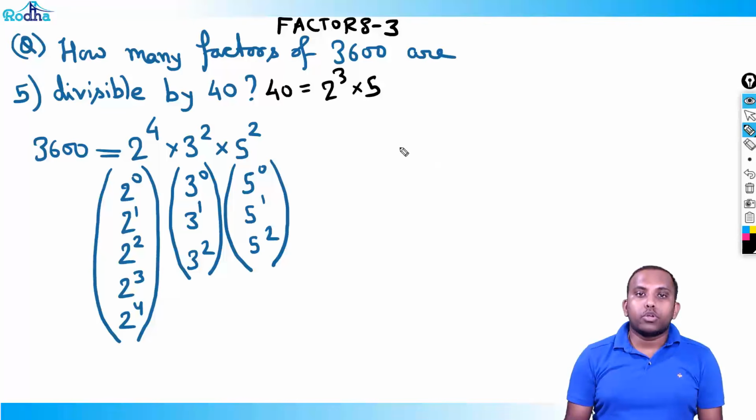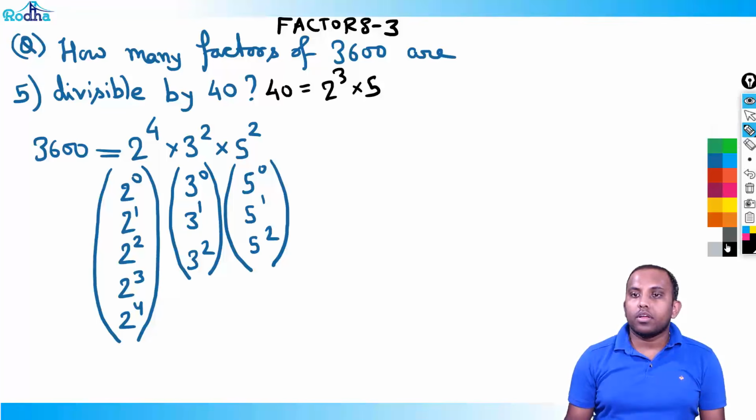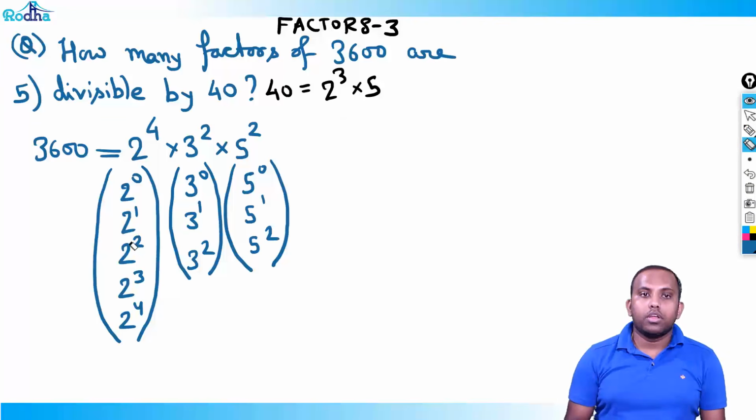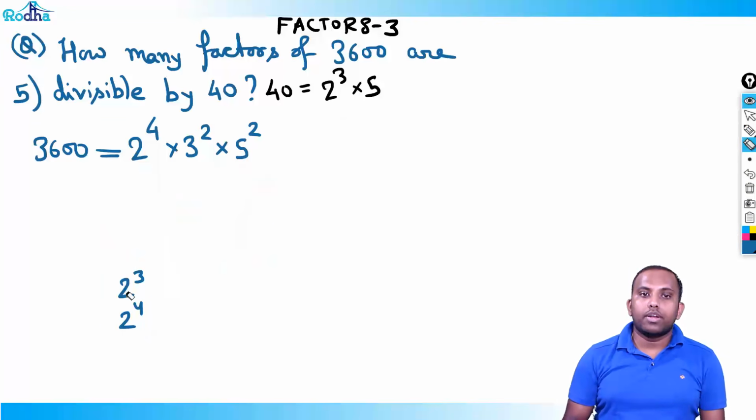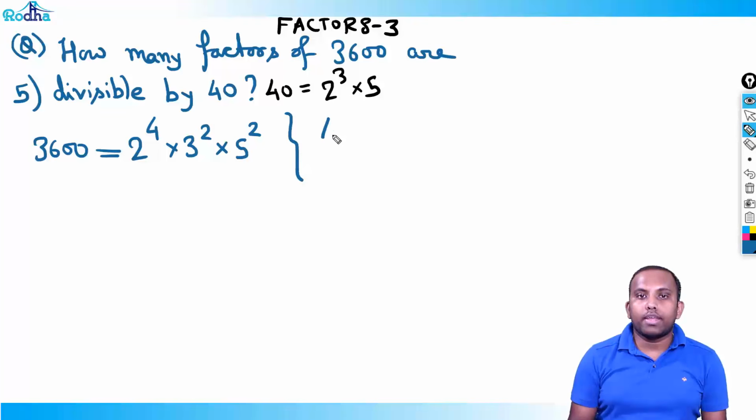If 40 is 2 cube into 5, for a number to be divisible by 40, I'll directly do method 2 now. We don't need to discuss method 1. 3600 is of the form 2 raised to 4 into 3 square into 5 square. For a number to be divisible by 40, it has to be of the form 40k, so I'll take 40 as common.